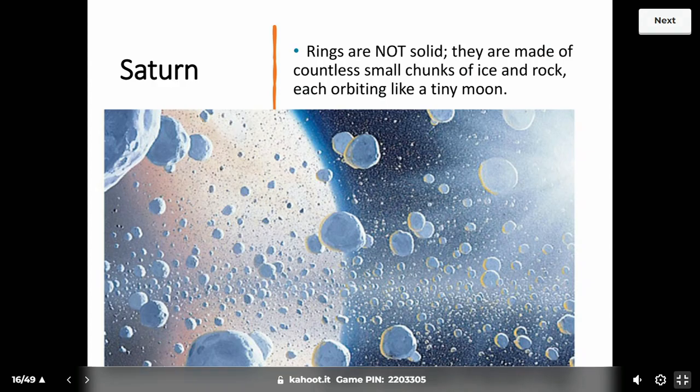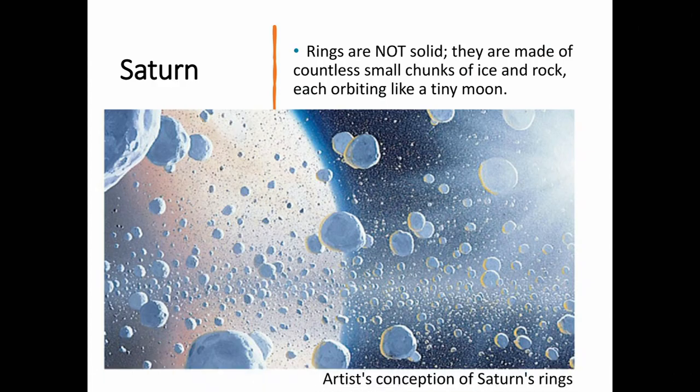So the rings of Saturn are not solid objects that are rotating around the planet. They're really small chunks of rock and ice that are all orbiting the planet in a disk shape. So you can think of the rings of Saturn as just millions of tiny moons that are orbiting Saturn, and rings are not a permanent feature of a planetary system. So we're just kind of lucky that we happen to live in a time where Saturn has these nice rings for us to look at.